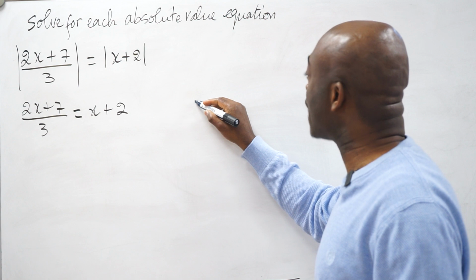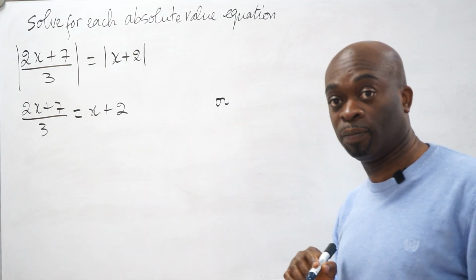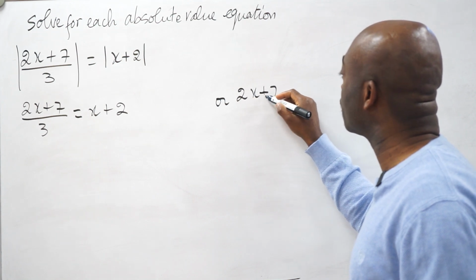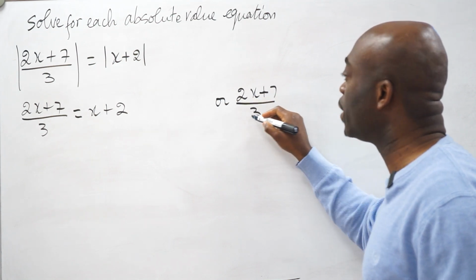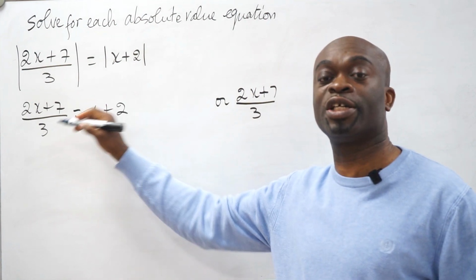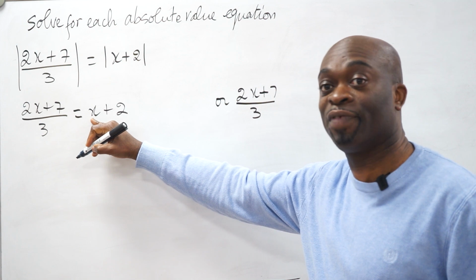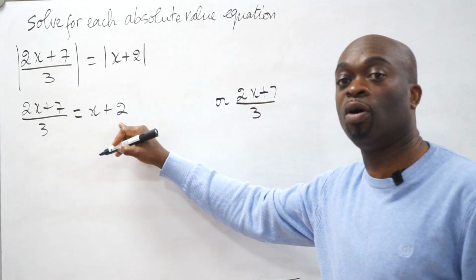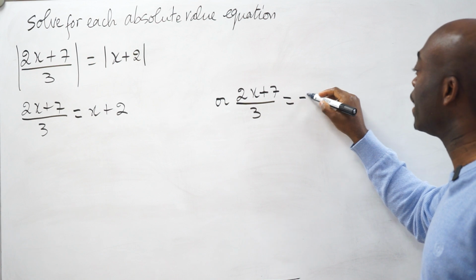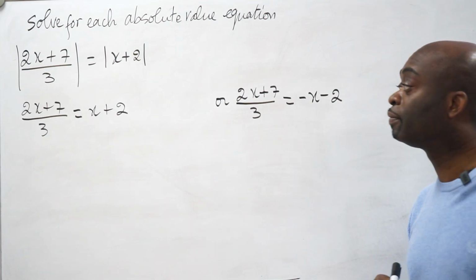Now, what's happening is that you have (2x + 7) over 3 for the first one, and then what's going to happen here? This one is going to change to the opposite side. So instead of having a positive x + 2, we change the signs, and this is going to be equal to negative x, negative 2. Are we good? All right.